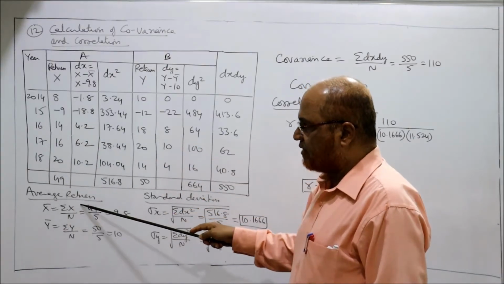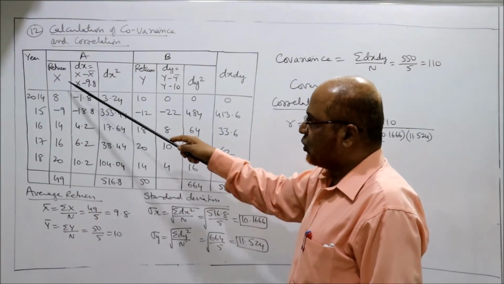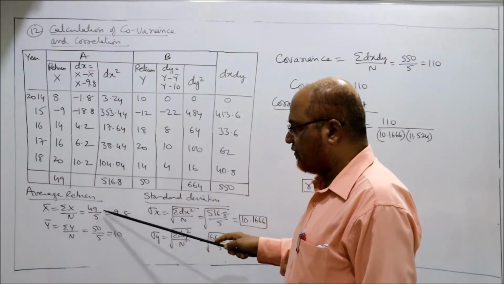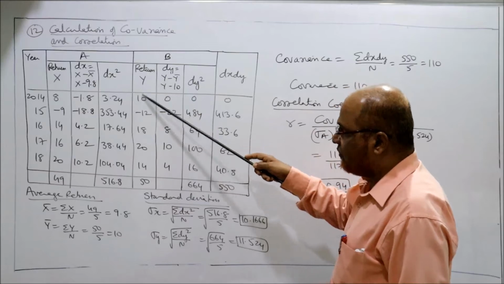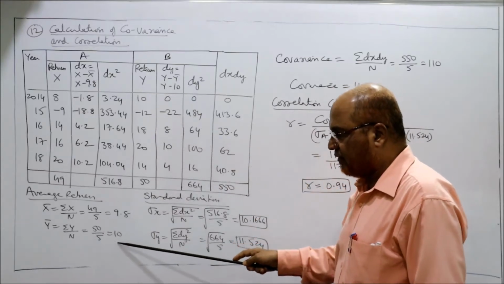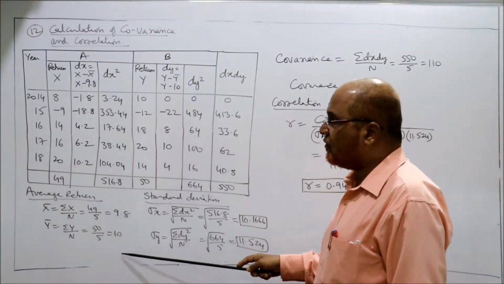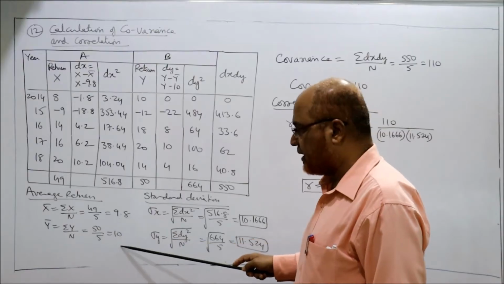So we have calculated the average return. So total is 49. 49 divided by 5, 9.8. The 9.8 is the average return. Here total of returns are 50. 50 divided by 5, 10. So average return of A company is 9.8, B company is 10.